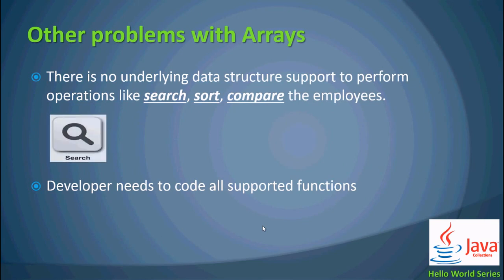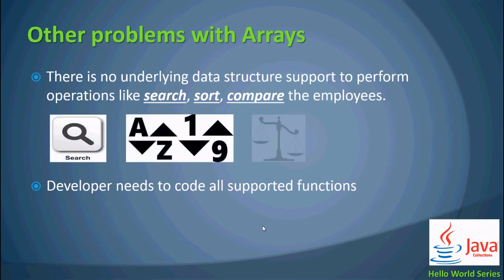Now, what are the other problems with arrays? There is no underlying data structure support with arrays, so whenever you want to search, sort, or compare employees, a developer has to write the code for that. There are no ready-made utility methods available, because there is no underlying data structure support for arrays. An array is a sequential linear collection of data, so you don't have any data structure support with it.